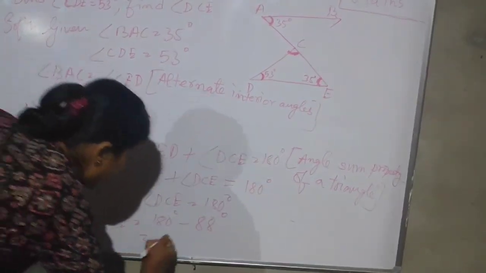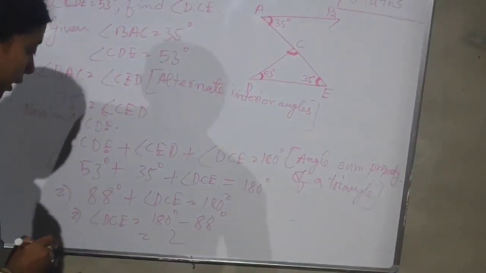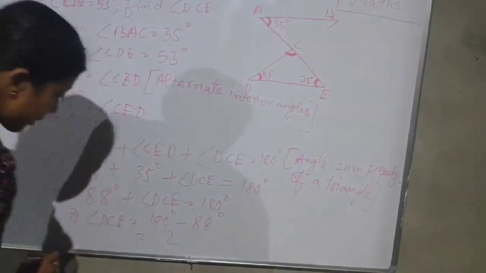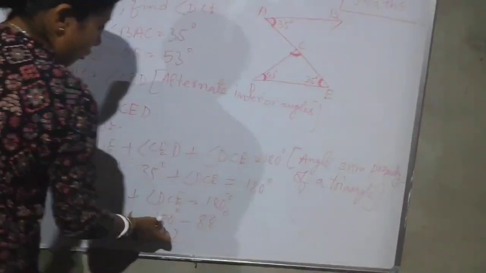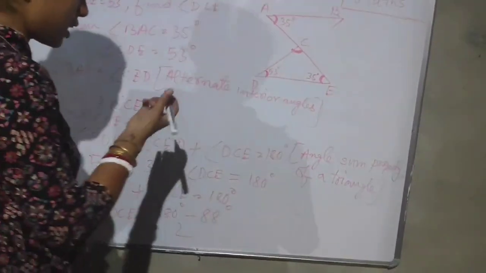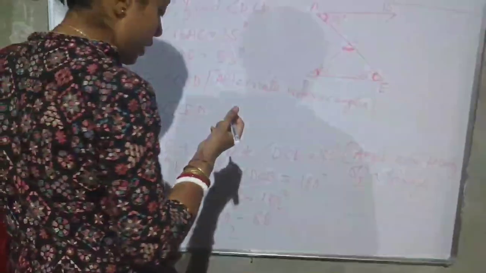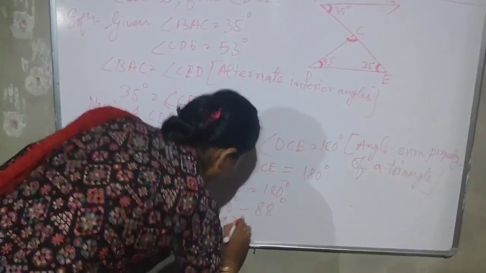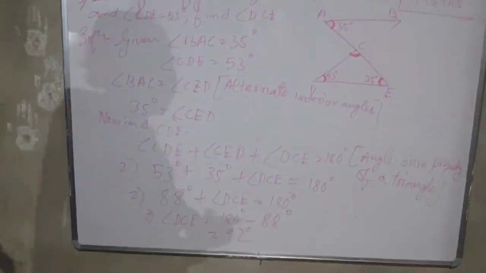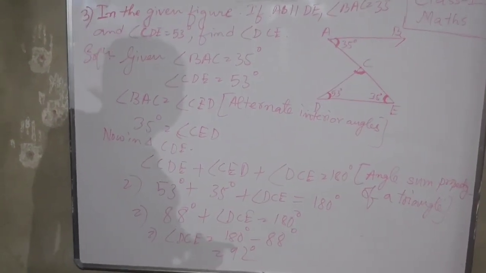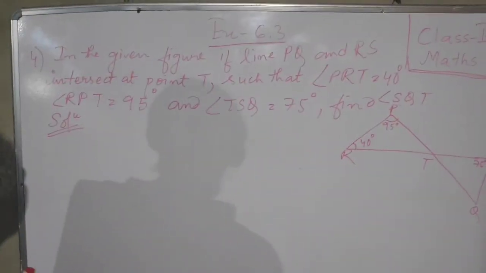17 minus 8, from here we took 1. 17 minus 8 is how much? 9. So it is 92 degrees. So your angle DCE is how much? 92 degrees. Let's do question number 4.